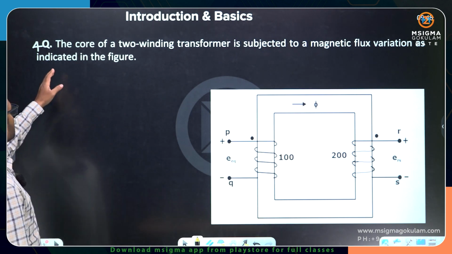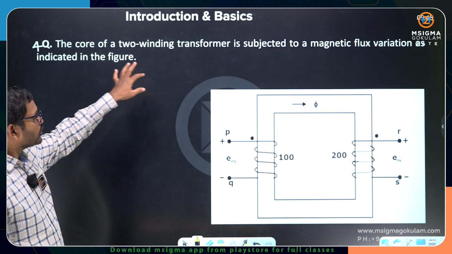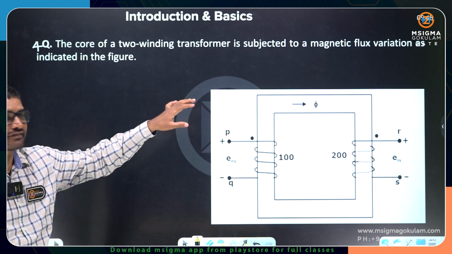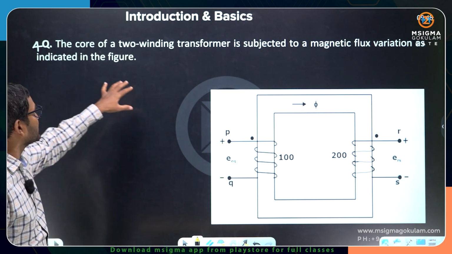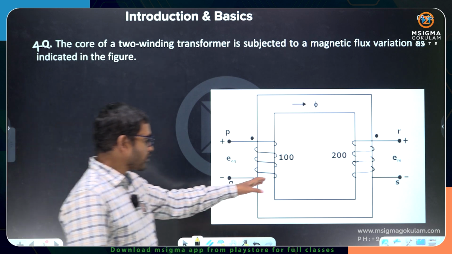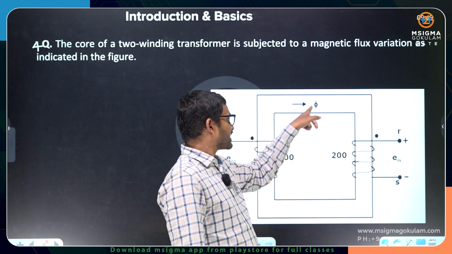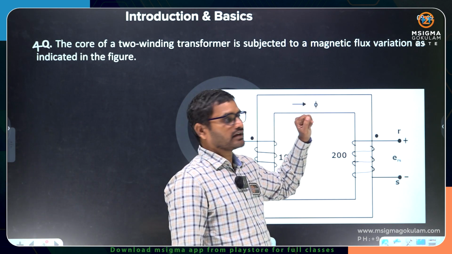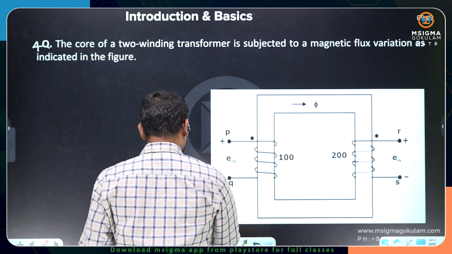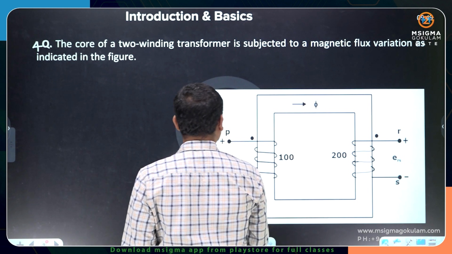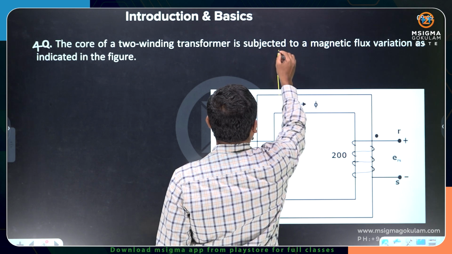He is asking a question. The core of a two winding transformer is subjected to a magnetic flux variation as indicated in the figure. Here is a core. This core is subjected to a magnetic flux variation as indicated in the figure. The figure is missing here. Let me draw the figure here also. The flux variation is given like this.